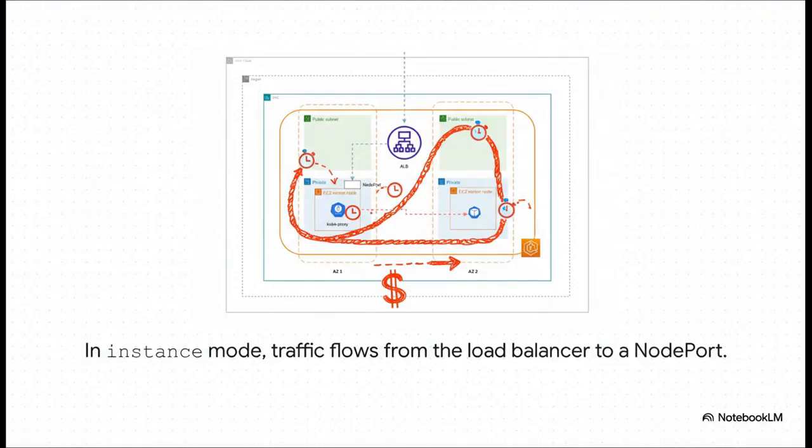Let's trace the path of a request from a load balancer. In the default setting, what's called instance mode, the traffic hits a random node in your cluster. Then, a component on that node called kube-proxy has to figure out where the actual pod is and forward the traffic along. That's an extra network hop. That adds latency. And even worse, if that pod is in a different availability zone, you're now paying for cross-AZ data transfer you didn't need to.